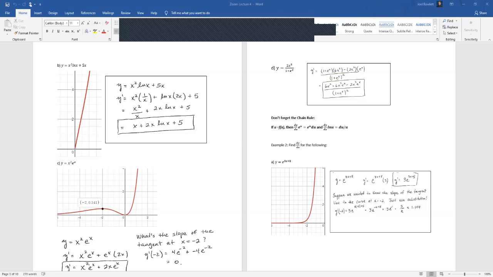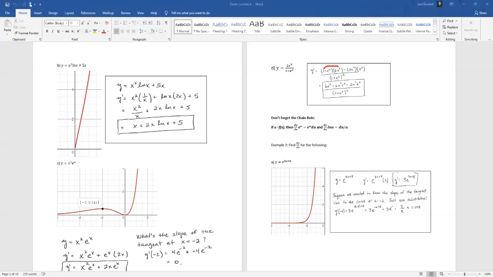So what I chose to do is I just multiplied 6x squared times 1, and then I added to that 6x squared times e to the x. I just distributed the 6x squared across those two terms, and that gave me 6x squared plus 6x squared e to the x minus 2x cubed e to the x. I just brought this product down, and I just left the denominator as is.